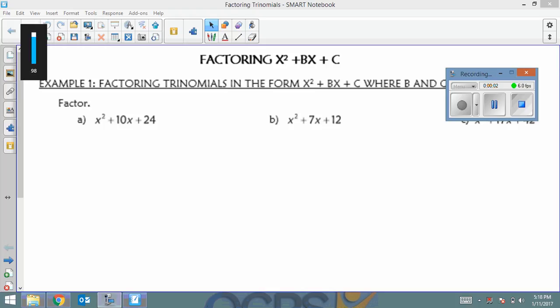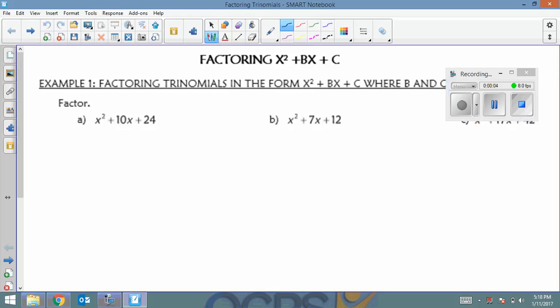Okay, so today we're going to talk about factoring trinomials. Trinomials meaning they have three terms, 1, 2, and 3. To do this, we need the coefficients, the numbers in front of the letters. So the number here is x. We're going to draw ourselves a big X.